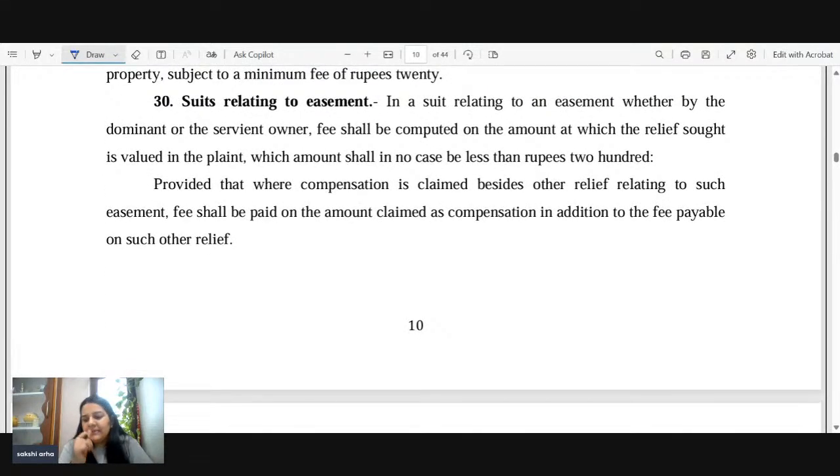Suits relating to easement. If there is any suit on easement, in that case, whether by the dominant or by the servient owner. Now, any suit against an easement can be filed. The dominant owner can file a suit and the servient owner can also file a suit. So, what is dominant and servient owner? I'll just explain it to you in short.